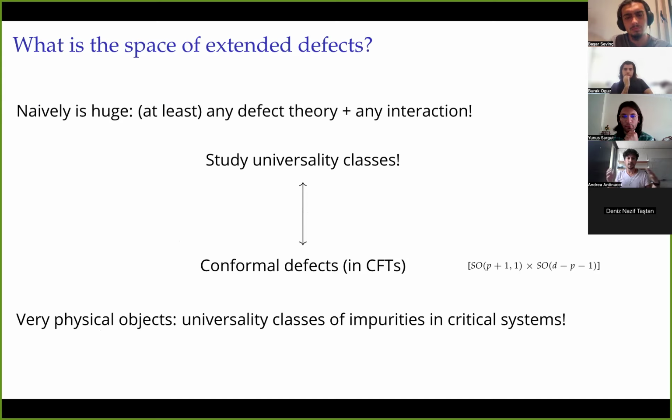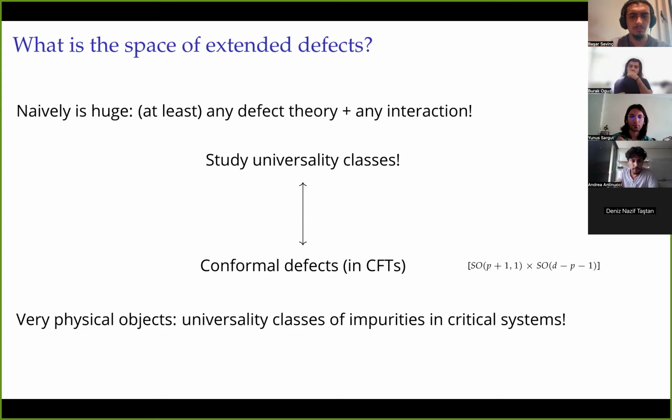So I can ask, for instance, I can make both the bulk and the defect flow, and I go in the infrared, and I can ask what are the possible universality classes. And the universality classes are conformal defects in CFT. And we want to understand what are the possible conformal defects that I can define in a certain CFT. A conformal defect, by the way, is an extended defect that preserves the maximal amount of conformal symmetry that is geometrically preserved by the defect. So a p-dimensional defect will preserve a subgroup of the conformal group. And as I told you, these are very physical objects because they arise in many critical systems as impurities.